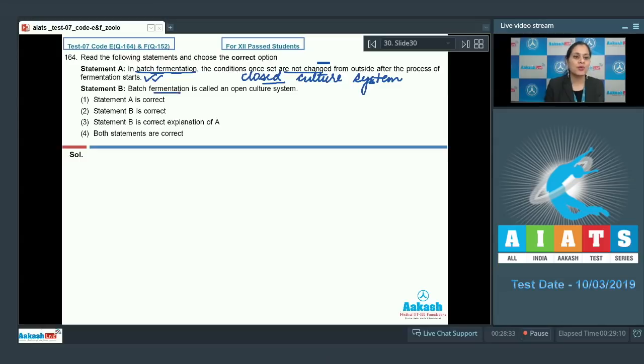Statement B is, batch fermentation is called an open culture system. This is an incorrect statement because it is a closed culture system, whereas continuous culture system is an open culture system. Now let's discuss the options. The first option is statement A is correct, and as it is correct, this is the correct answer to our question. Option 2, statement B is correct, is an incorrect option. Option 3, statement B is the correct explanation of statement A, is an incorrect option. And the last option, both statements are correct, is also an incorrect option because statement A is correct but statement B is incorrect. So the correct answer is option number 1. Let's discuss our next question.